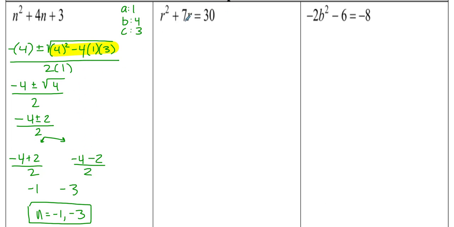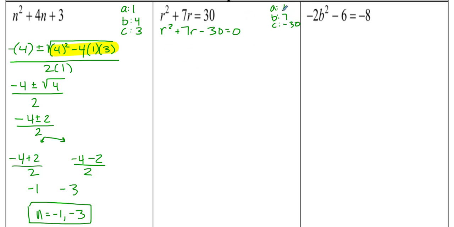All right, so let's go ahead and look at our second one. This one is not in standard form, so we want to make it standard form. Let's move everything to the left. So this is now going to become r squared plus 7r minus 30, and don't forget we have this set equal to 0. Then we can find our a, b, and c values. If you try to find a, b, and c before you're in standard form, you might have your signs wrong, so always put it in standard form first. So we've got 1, 7, and negative 30.